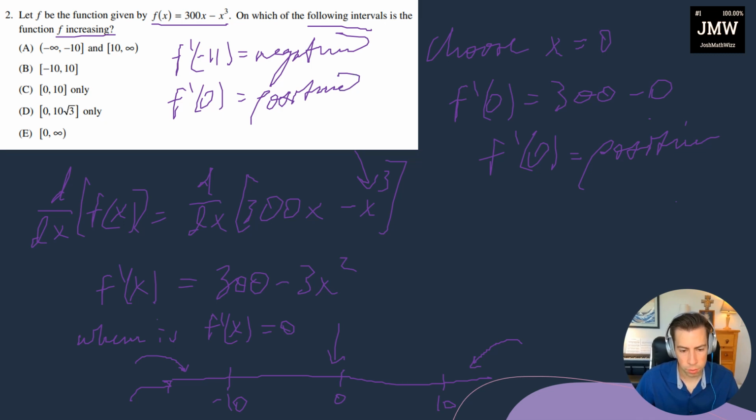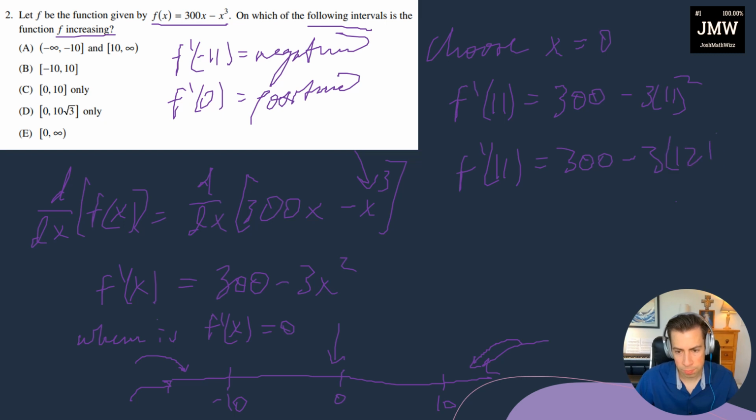All right, so now I want to know what happens to the right of 10. So I am going to choose f prime of 11. Hopefully you guys can already see where this is going, but since I have that squared, I'm going to get the exact same thing, but I'll show you just in case you didn't already see that. So this is going to be 3x squared, and again I need to plug in my 11 for x. So I get f prime of 11 equals 300 minus 3 times 121, and again, this entire thing is going to be negative.